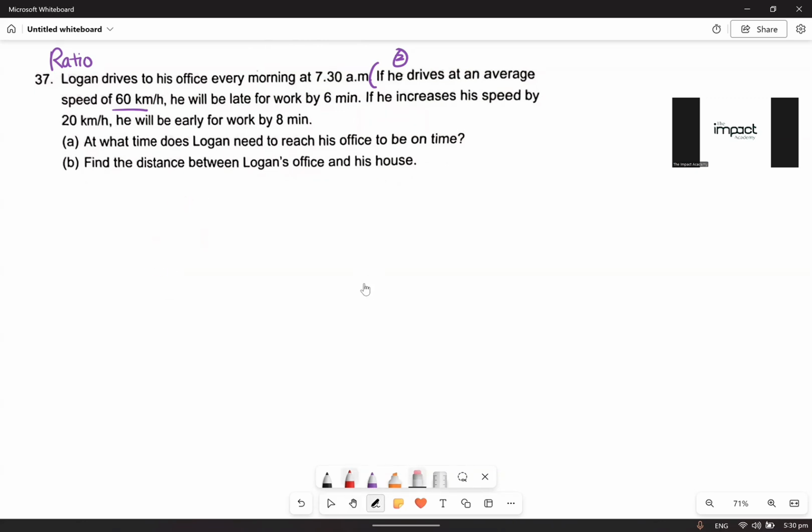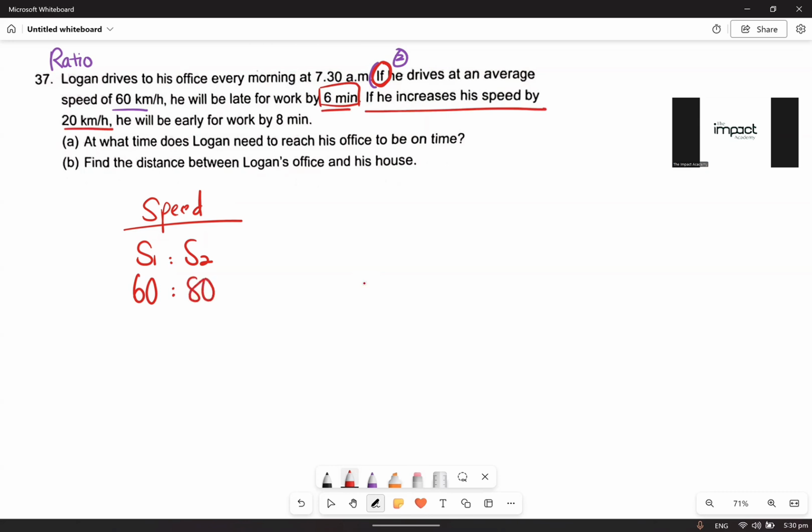So what we are going to write first is speed over here, as you can see. We know that for Logan, in situation 1, because this is the first situation, S1 is to S2. If he drives at 60, he'll be late by 6 minutes. And if he increases his speed by 20, that means to say he's going to drive at 80. Correct or not? Can you see what I just did?